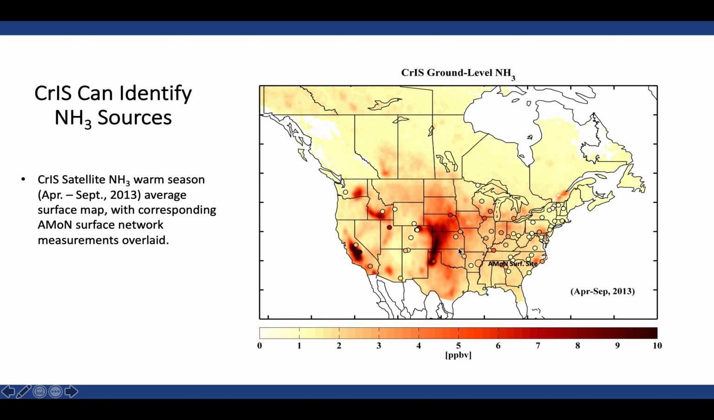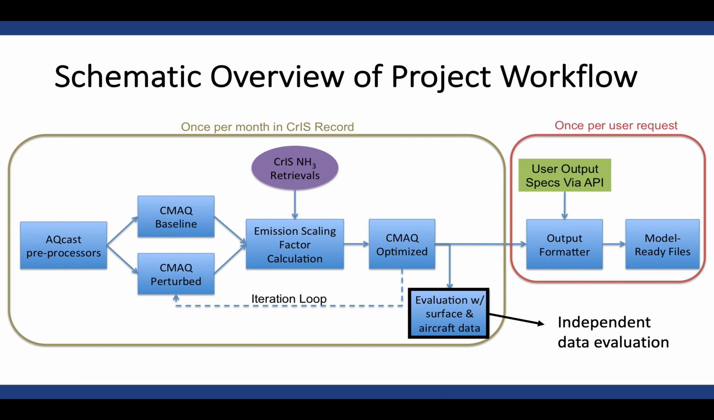But the key here is that we see a lot more information than we get from the ground sites, because we can see extended areas of higher concentrations. We can see regions of high concentrations where there isn't a sampler nearby that we wouldn't detect this. And so we get a lot of valuable information from CrIS. And so the goal is to take that information and try to make it useful for air quality modeling.